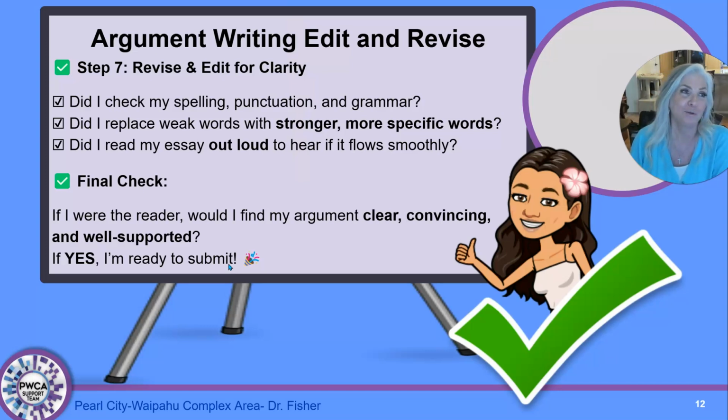And then you, of course, will edit your paper and revise it, check your spelling, punctuation, and grammar. Did you replace weak words with stronger words, more specific words? Did you read your essay out loud to hear if it flows smoothly? All right, so that is what you're going to put into your argumentative essay.